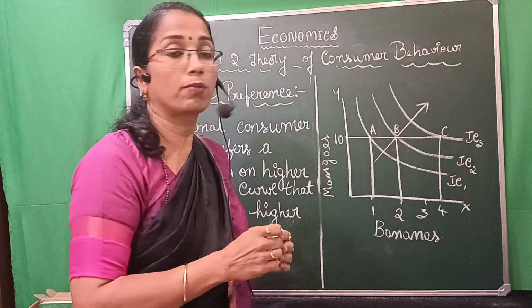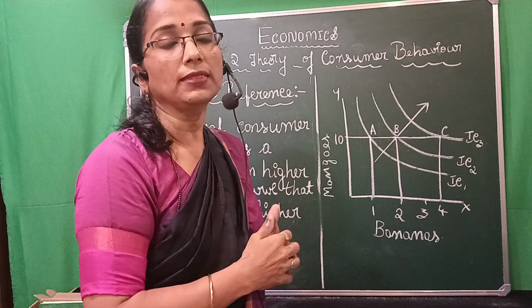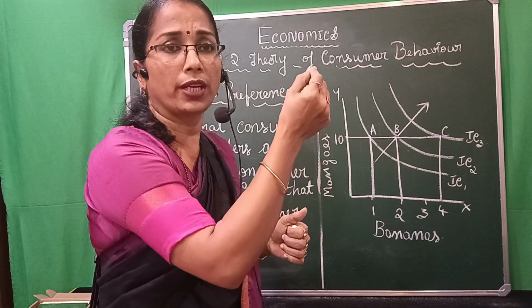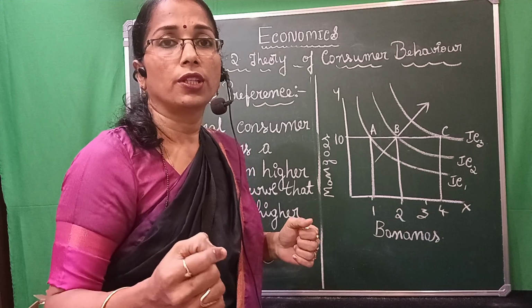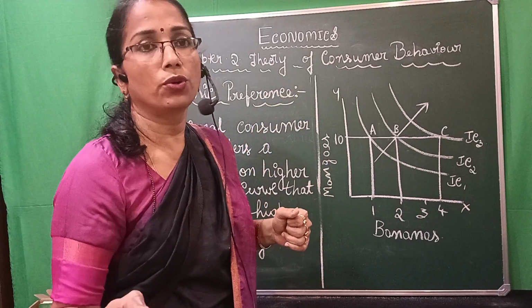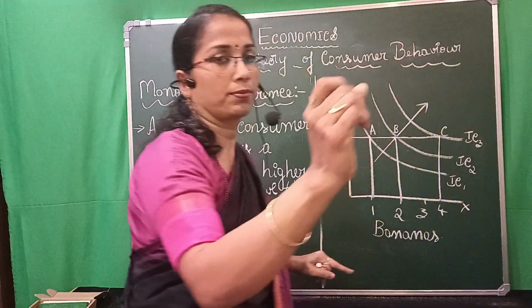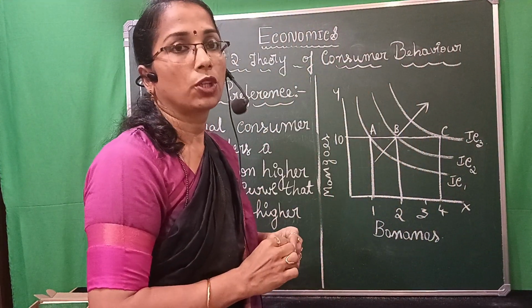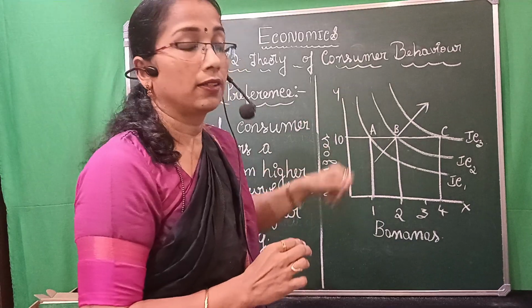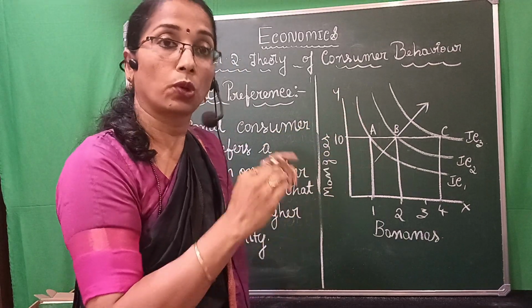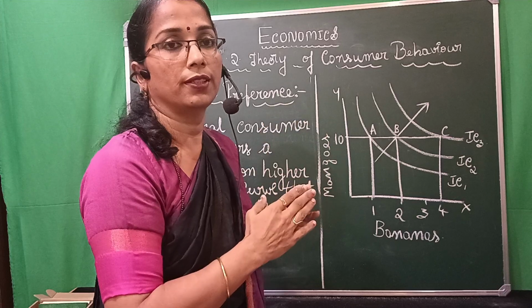Students have a problem with drawing the indifference curve. Sometimes when drawing the indifference curve, they draw downward in the beginning, and later at the end, they make it go a little bit up. That should not be there, because the indifference curve slopes downward only, not upward.